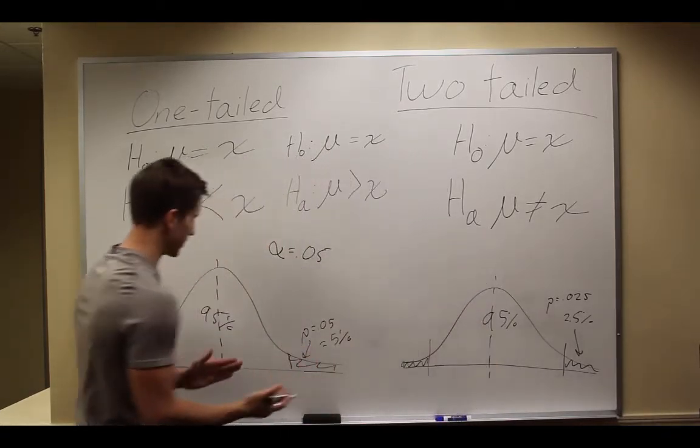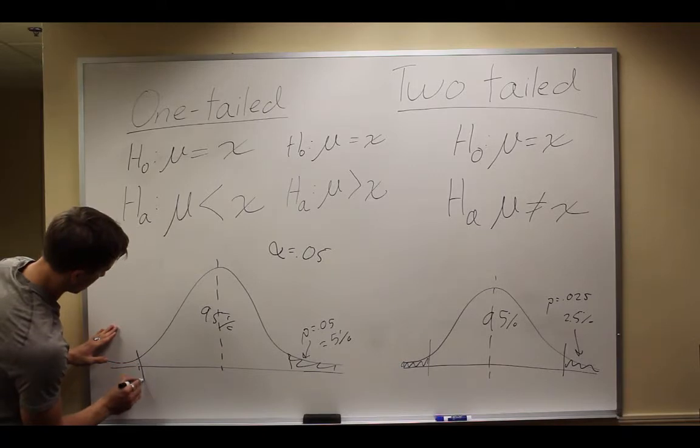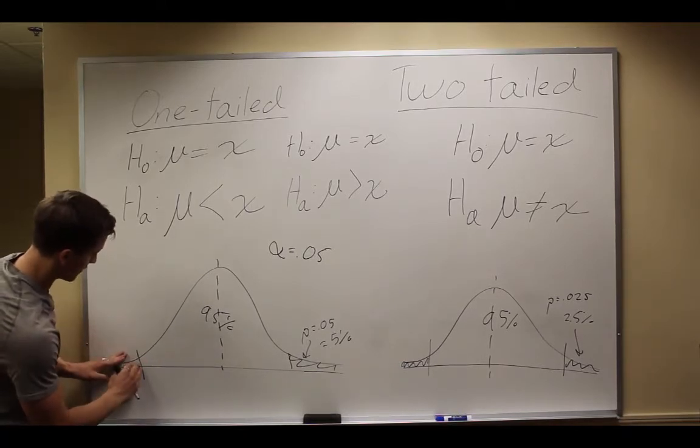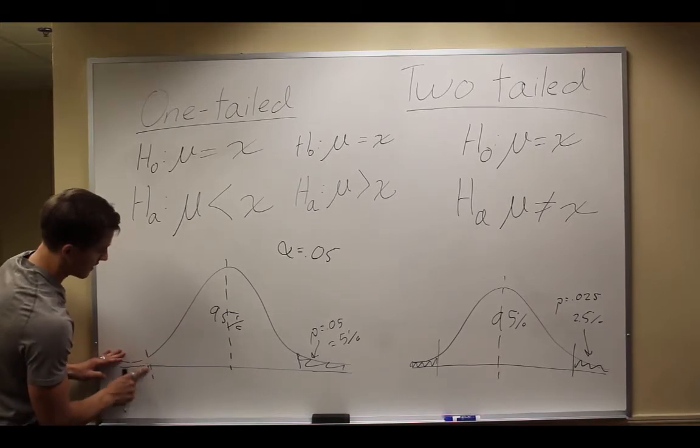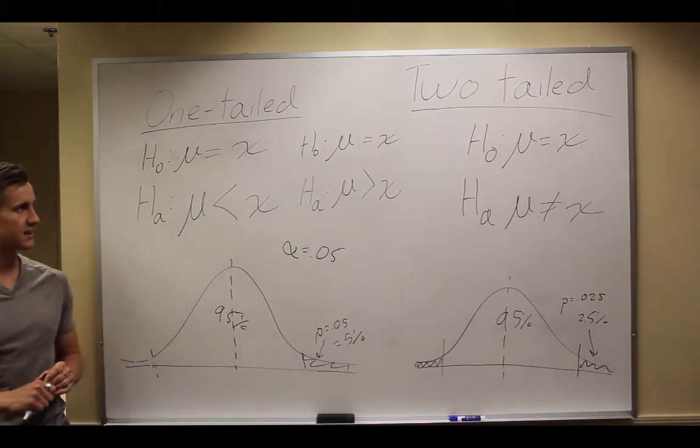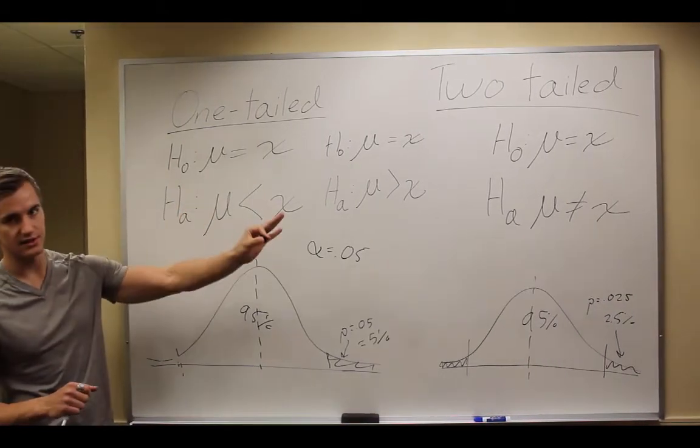Or you can think of it alternatively, that we can have our p-value over here with 5% and then going to the left. And that is the difference between a one-tailed test and a two-tailed test.